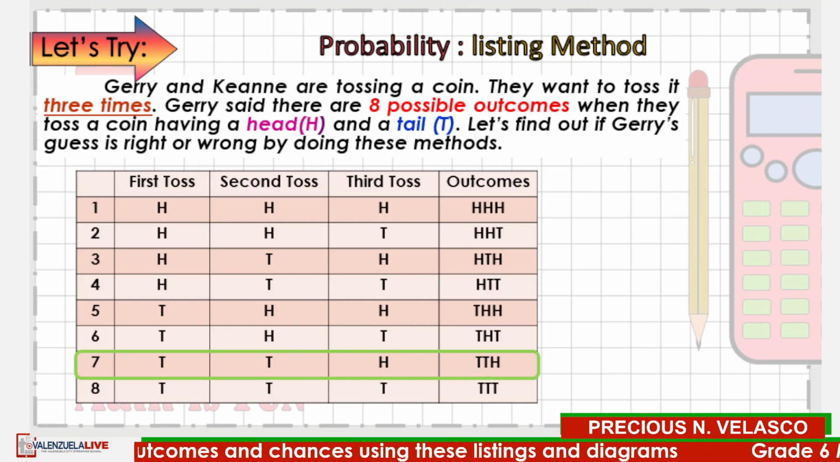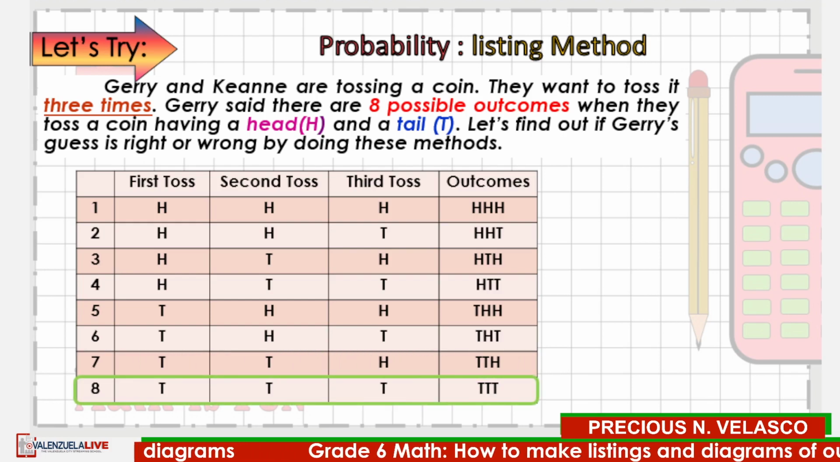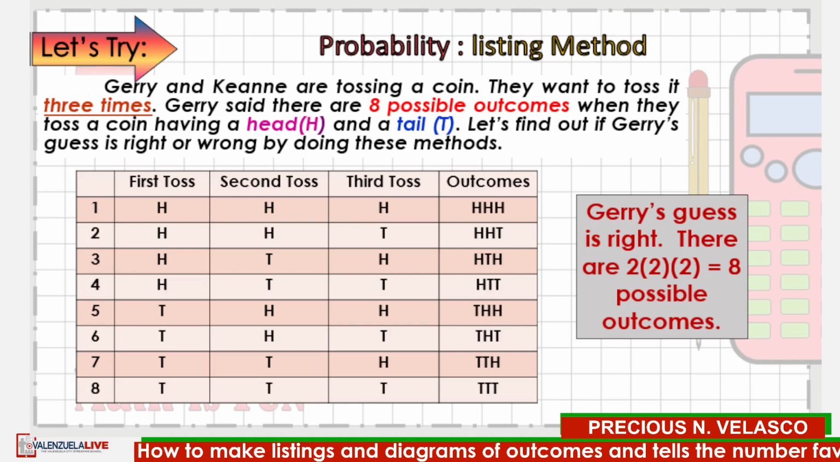Next, we have tail for the first toss. The second is tail also. And then for the third, we have the head. So the possible outcome is tail, tail, and then 1 head. And for the last one, after 3 tosses of the coin, they might get 3 tails. Okay, so Jerry's guess is right. There are 8 possible outcomes.